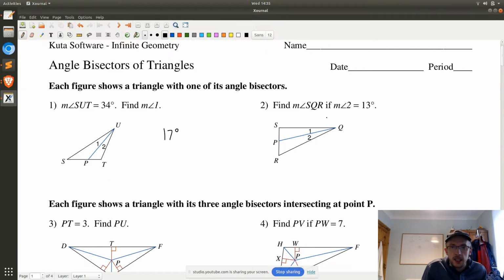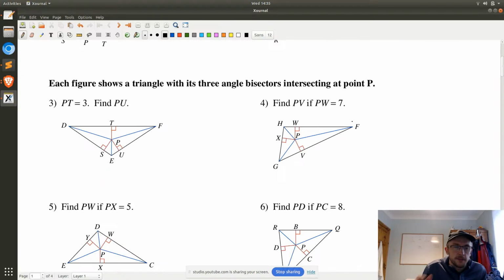The measure of angle SQR. Find the measure of angle SQR if the measure of angle 2 is 13 degrees. That would be double, so 26. And they're correct.